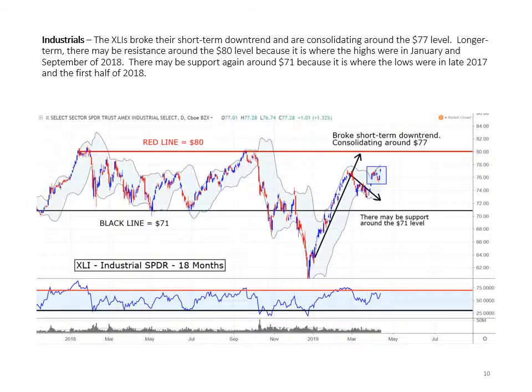Here's the industrial sector. You can see it's just been kind of trading sideways.